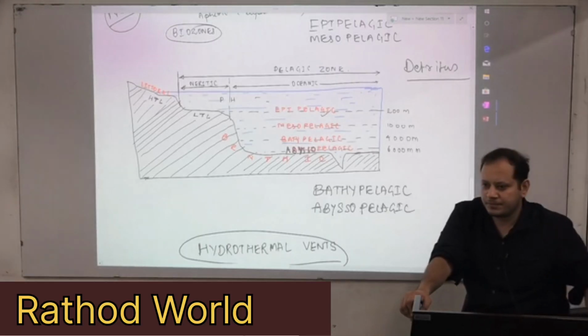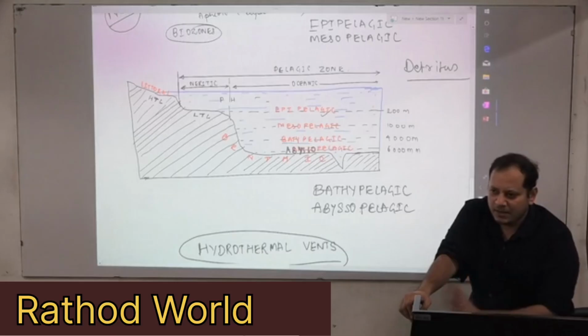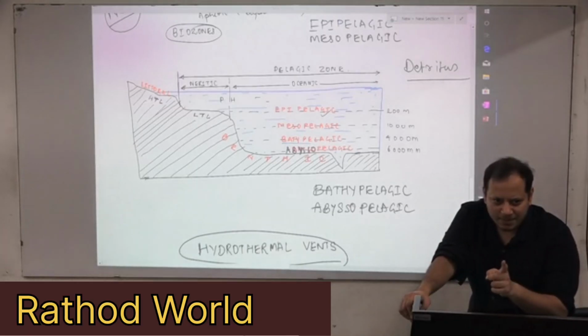These are the animals who are... don't write this, I'm just telling you one extra piece of information. These are the animals who are extremely sensitive to blue light. We are extremely sensitive to light, but blue light is not visible to us.